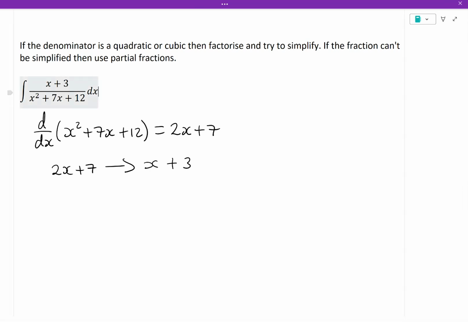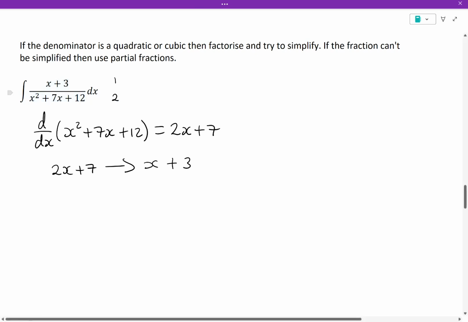Now we'll consider whether we can use indices laws. Well, the denominator is to the power of 1, so we're not going to want to use indices laws to rewrite that. So we've ruled that out as well. Now, is it an improper fraction? Well, the highest power in the numerator is 1. The highest power in the denominator is 2. Therefore, we don't have an improper fraction because the power in the denominator is higher.